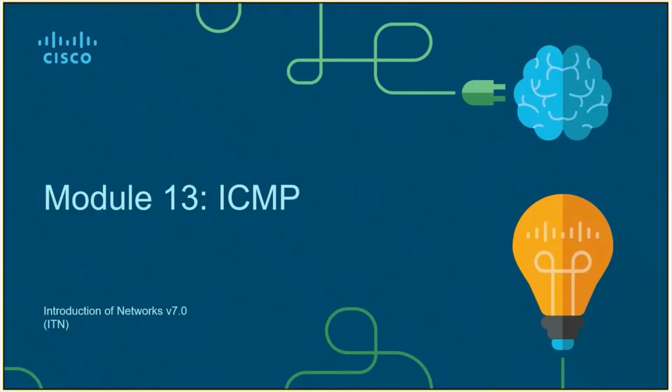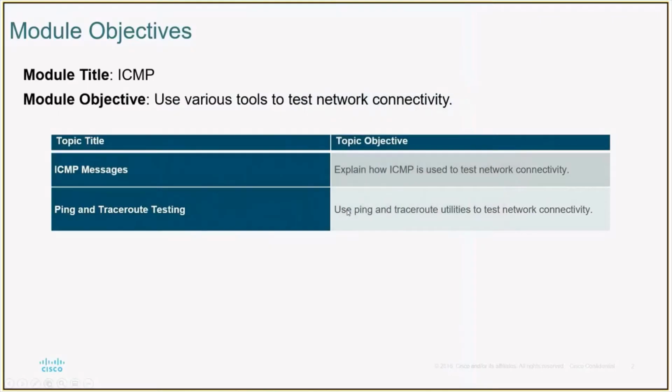Okay, so we're doing module 13 of Introduction to Networks, which is ICMP. Of course, ICMP stands for Internet Control Message Protocol. So we're going to look at how ICMP is used to test network connectivity. It actually has lots of other jobs as well. And we're also going to look at ping and traceroute, which are actually part of ICMP.